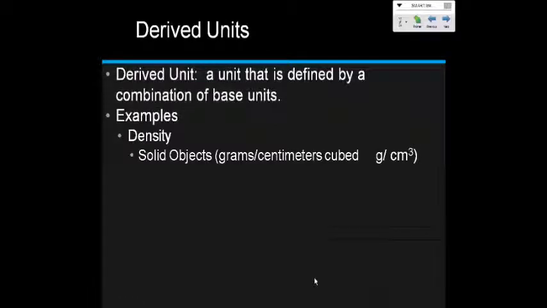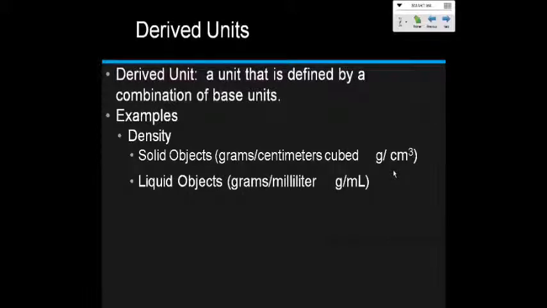Now, another example is density. Solid objects, when we calculate density, and we haven't done that yet, but you do mass divided by volume. So you have your mass unit here, grams, divided by volume, centimeters cubed, because our volume is centimeters cubed. So once you calculate those, then your ending units and derived units is grams over centimeters cubed. And I'll show you why in just a few minutes when we do practice.